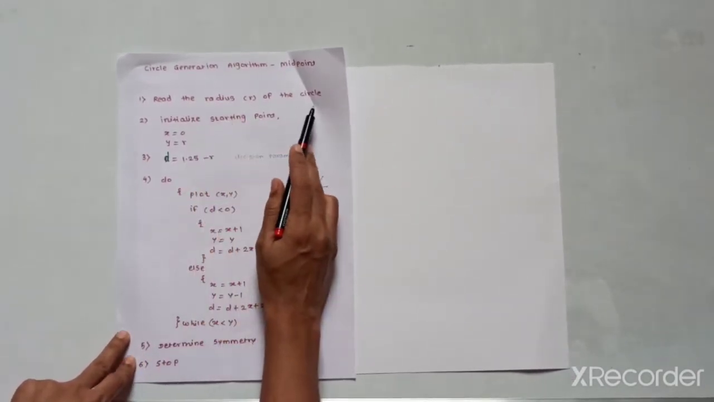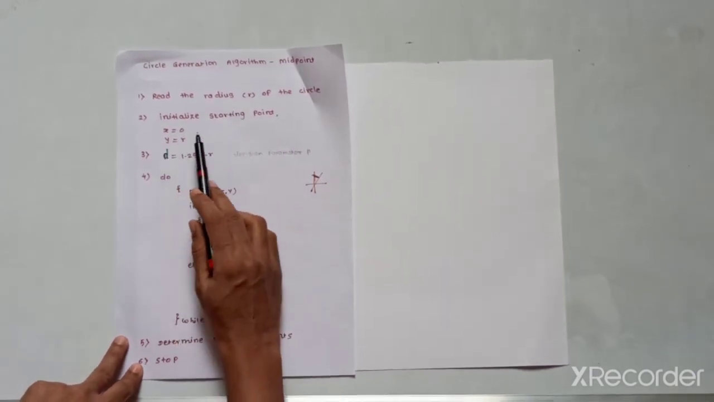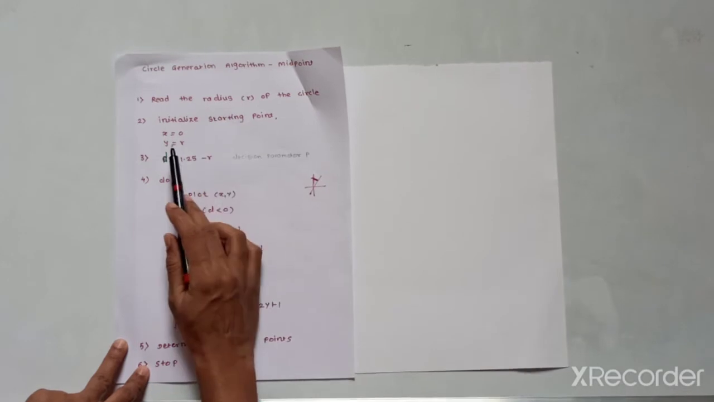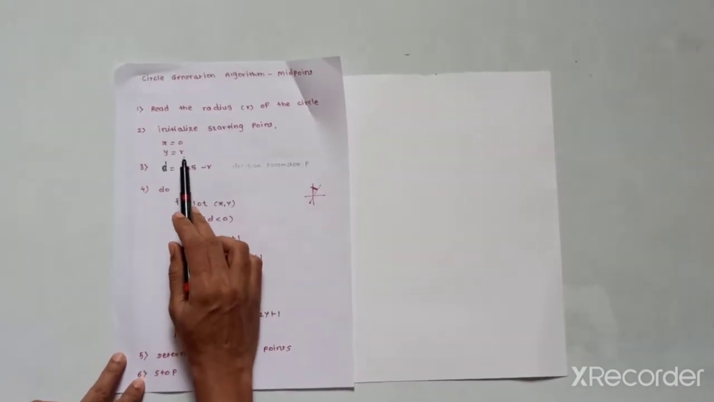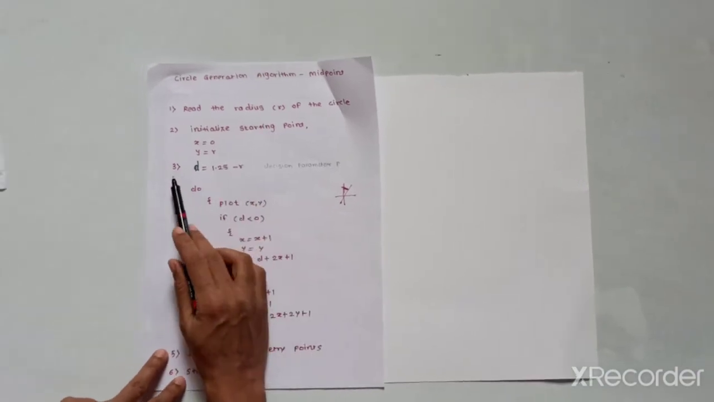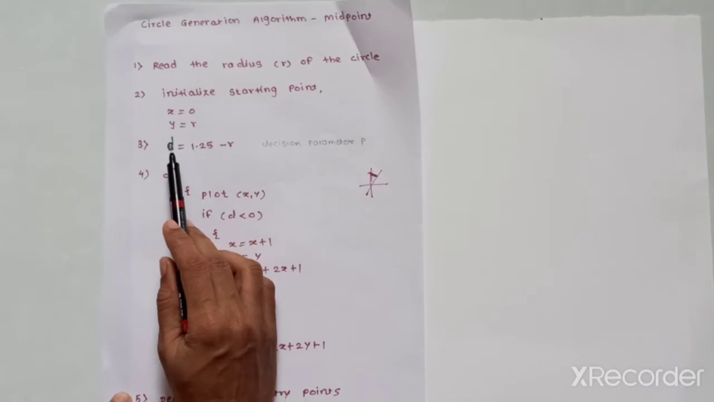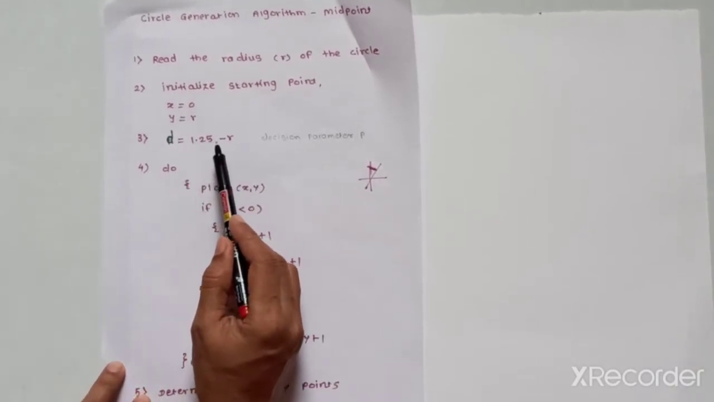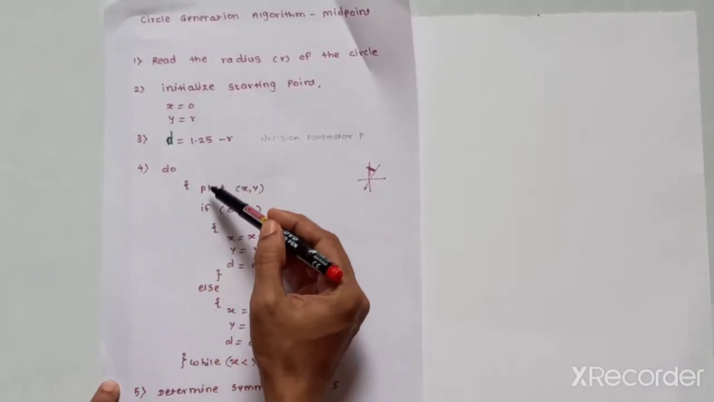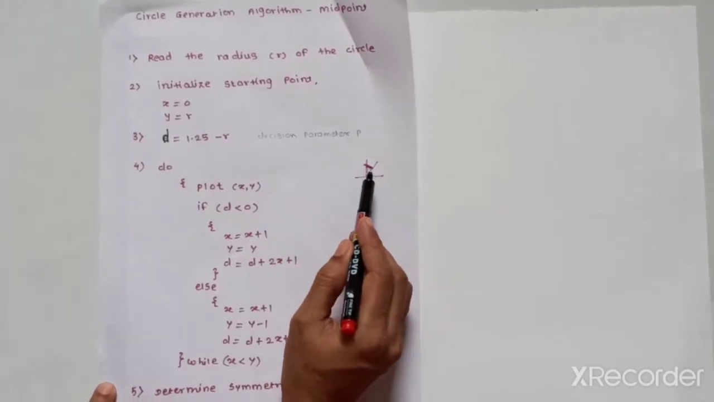Read the radius r of the circle. Means firstly input as a radius. Second is to initialize the starting point: x is equal to 0 and y is equal to r. So radius we have to assign to the value of y. Next step is to identify the decision parameter. So the formula for d is equal to 1.25 minus r.